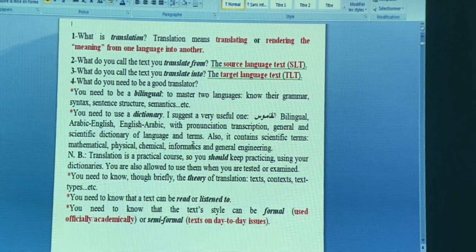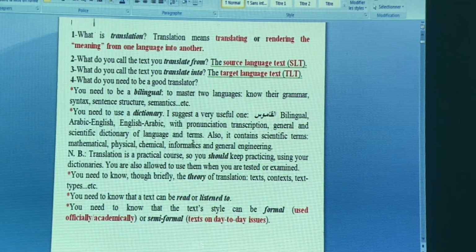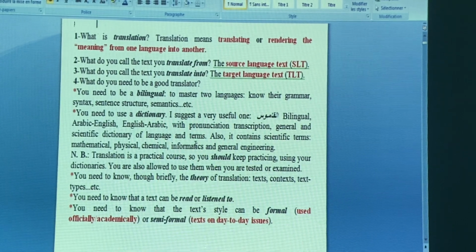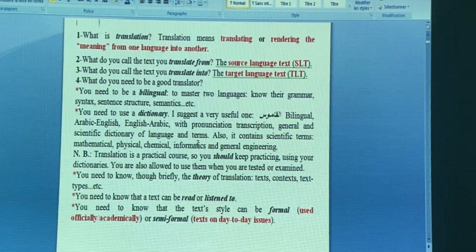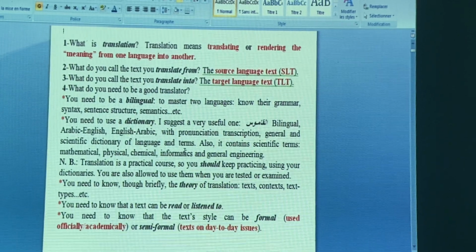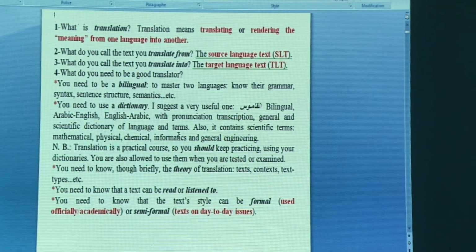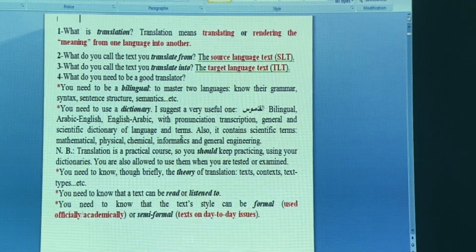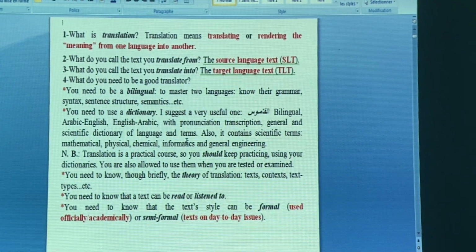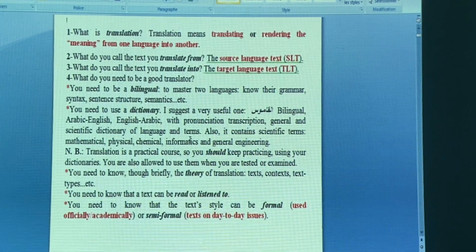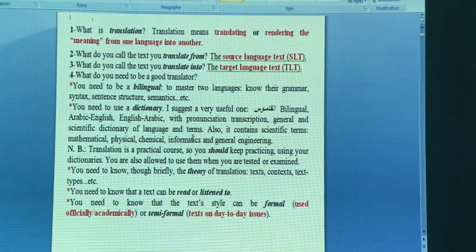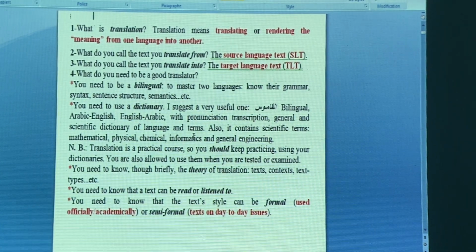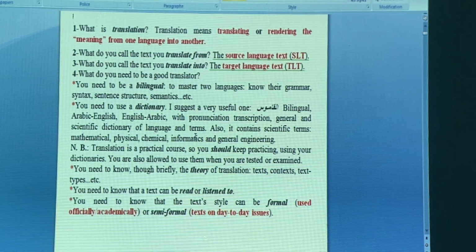So, for instance, we have text, context, text types, etc. You must know that a text can be read or listened to. A text to be read is the type of text you will find in, let's say, books, newspaper articles, magazines. And texts to be listened to are, for example, things you hear on the radio, like a speech given by a political leader or whatever you hear directly from the radio, for instance.